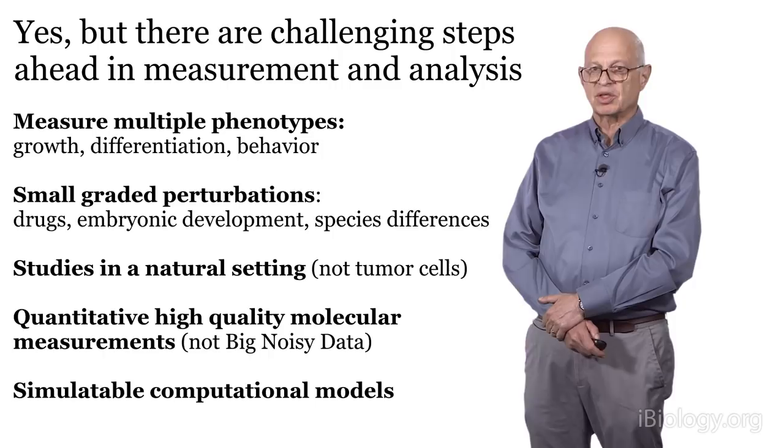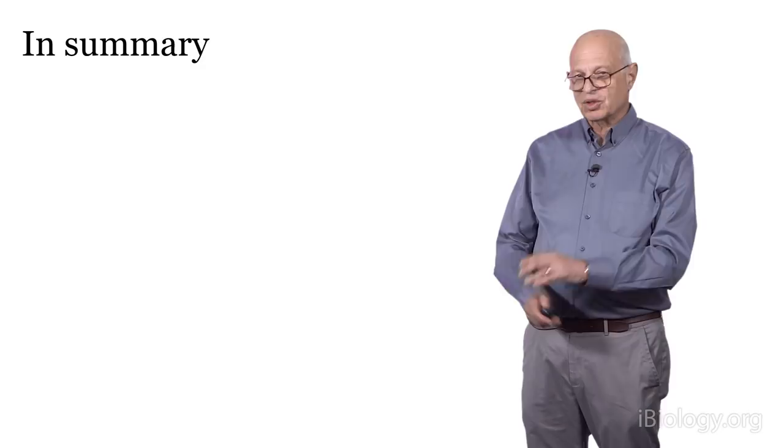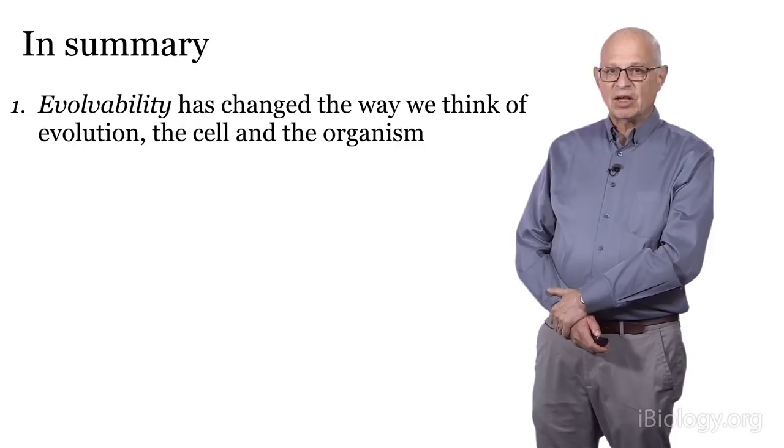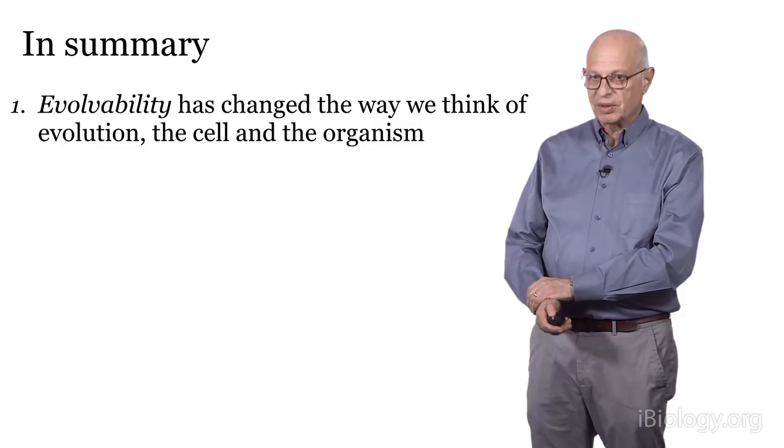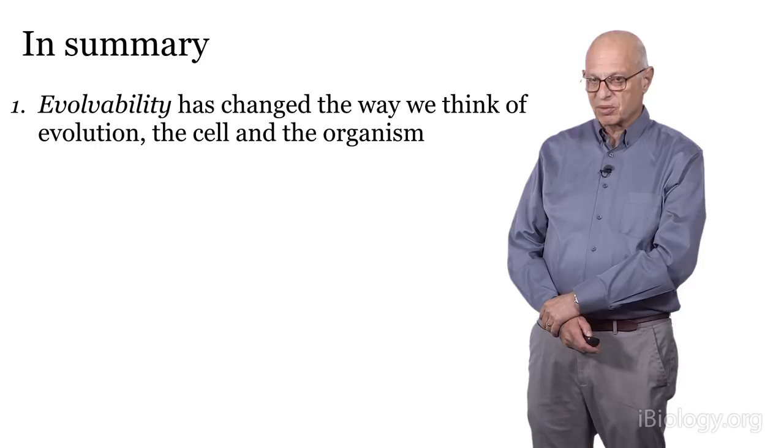So I'd like to summarize just where we are and what we may have learned. Evolvability, I think, as a concept, has changed the way we think of evolution, the cell and the organism. It deals with the variational component in phenotype. And it's the variation which is selected upon. The selection doesn't generate the variation. So we need to know how variation is generated.